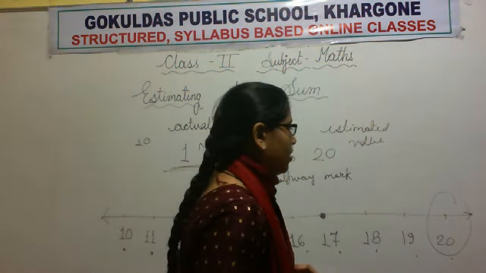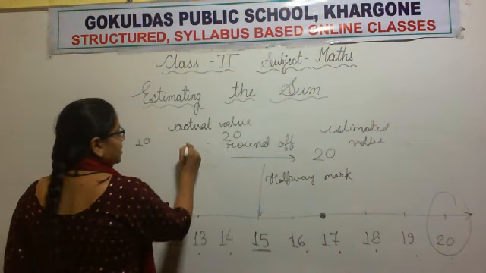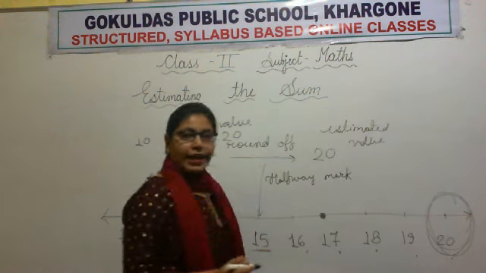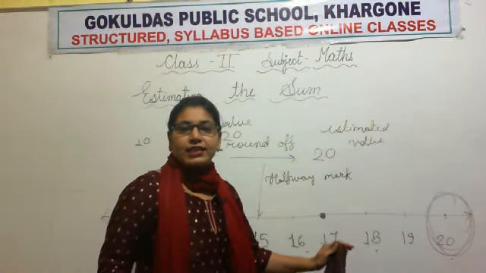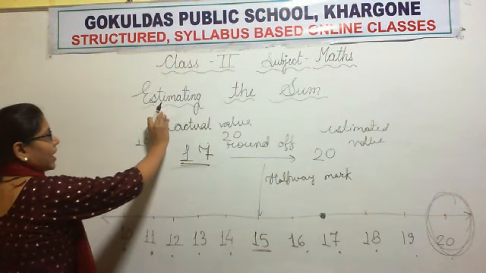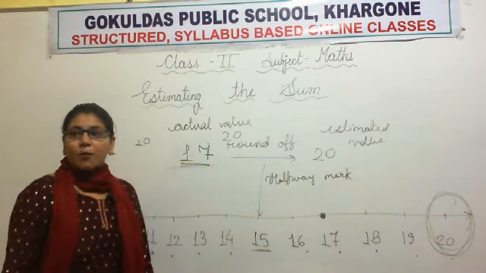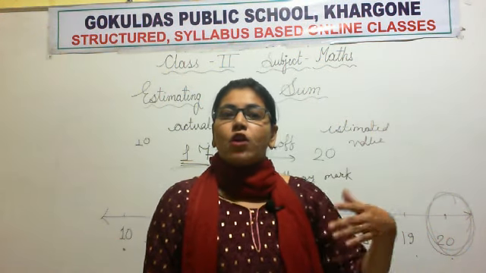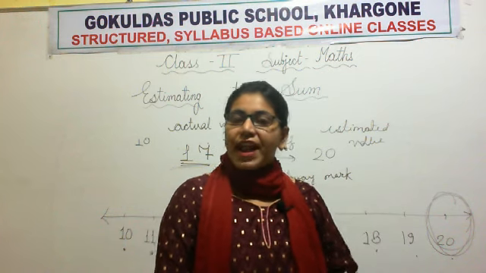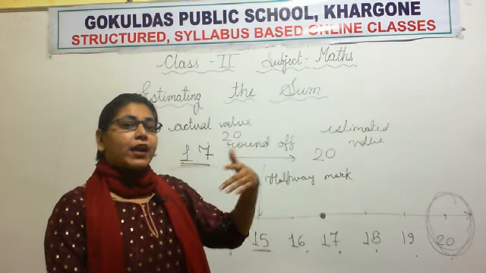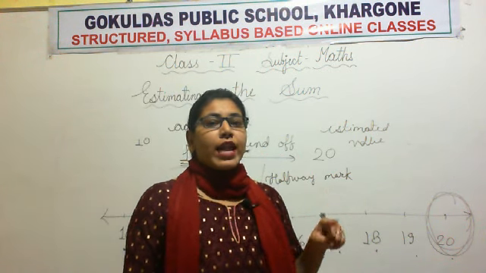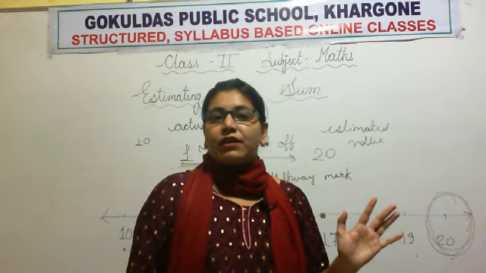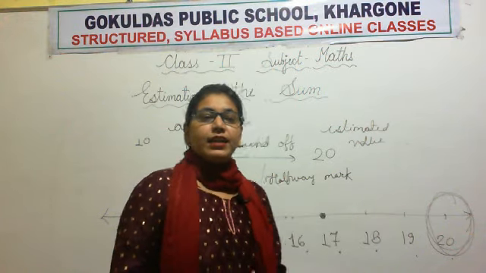So now this was our actual value 17 and the rounded off value is our estimated value. So why are we revising it again? Because today's topic is estimating the sum. So what will we do today? First of all, we will round off the given numbers. Then we will find their sum. By rounding off, we are finding estimated values. And when we add the estimated values, the answer we will call the estimated sum.